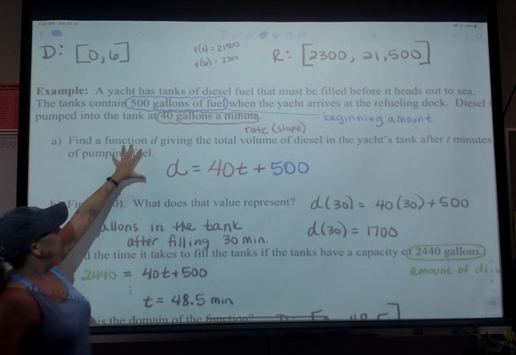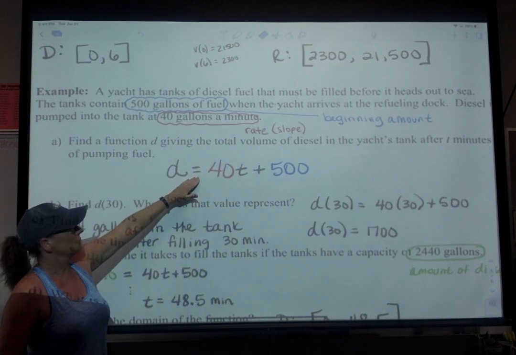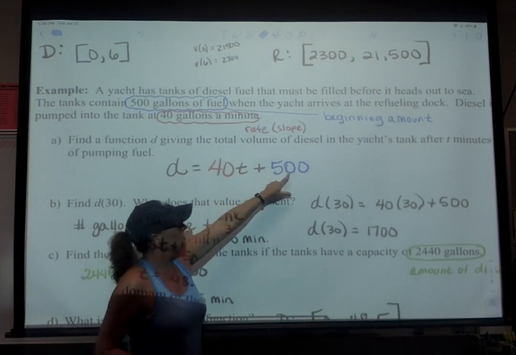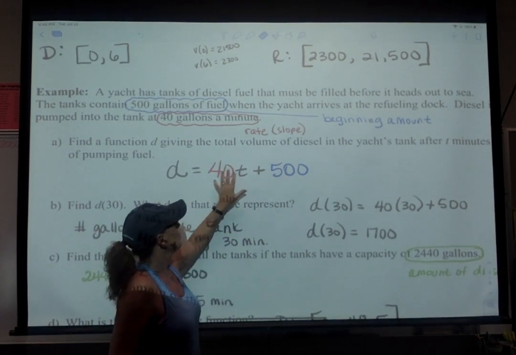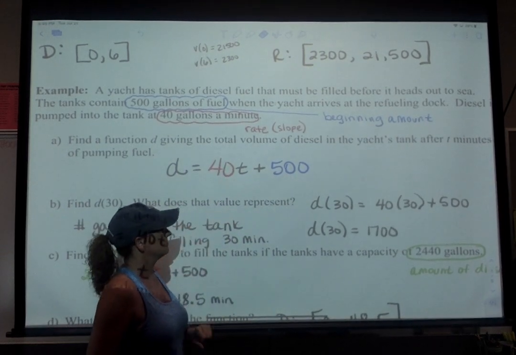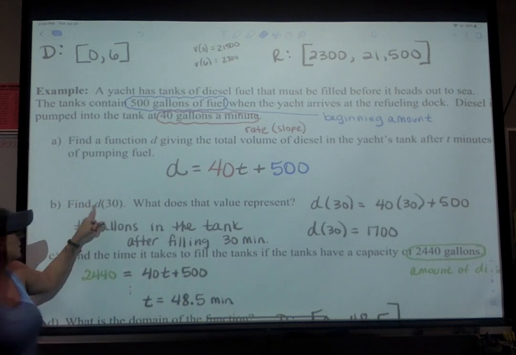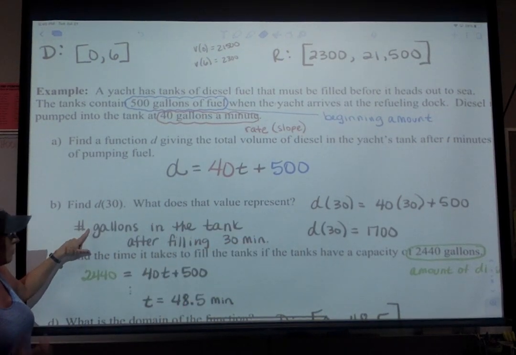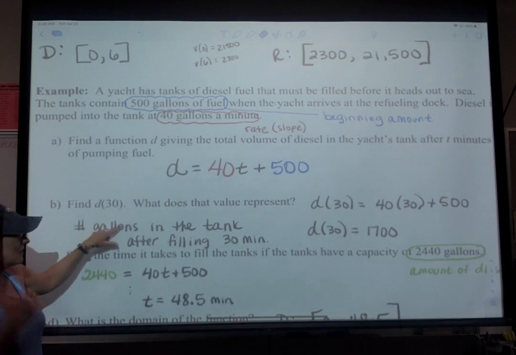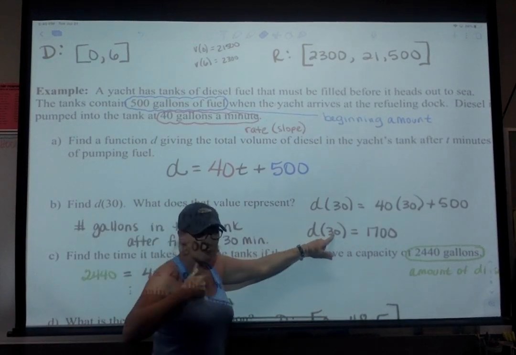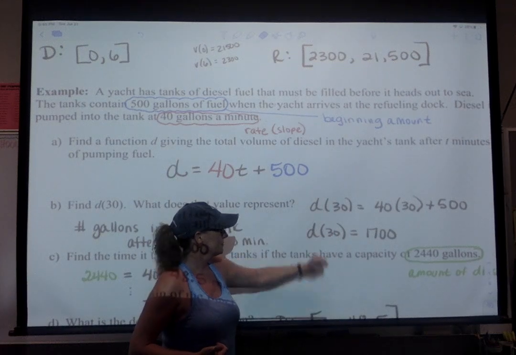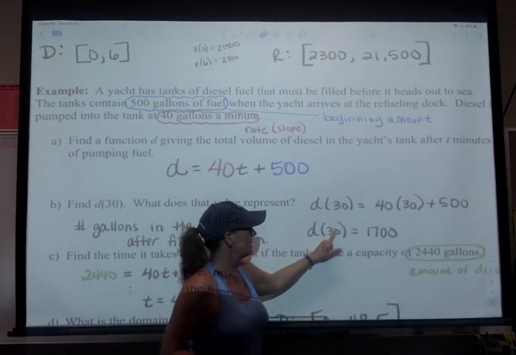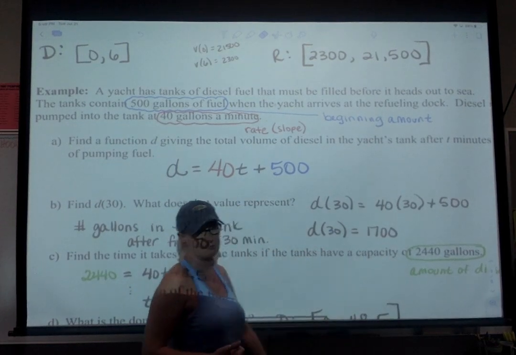So, write a function. I wrote the function. The amount of diesel is equal to the starting amount plus 40 gallons each minute. D of 30, plugged it in, got it. What's it mean? Well, it's how many gallons are in the tank after I've been fueling for 30 minutes. So we started at 500. After 30 minutes, we now have 1,700.